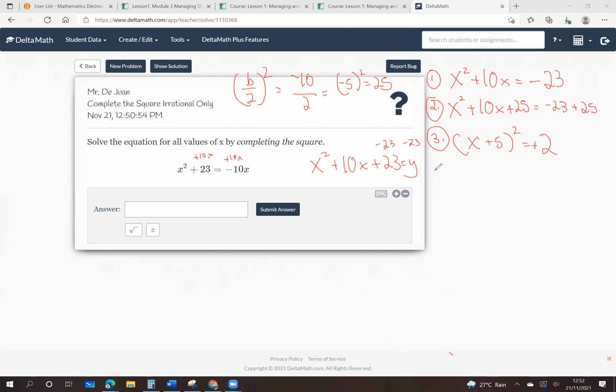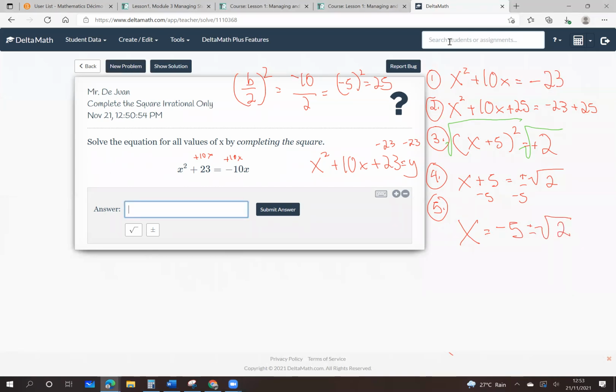Okay. Now, step 4, you're going to take the square root of both sides, square root of both sides. And that's going to leave us with x plus 5 equal to the positive minus of the square root of 2. So what do we do next? Step 5, we're going to move the 5 over, leaving us with x equal to negative 5 plus minus the square root of 2.